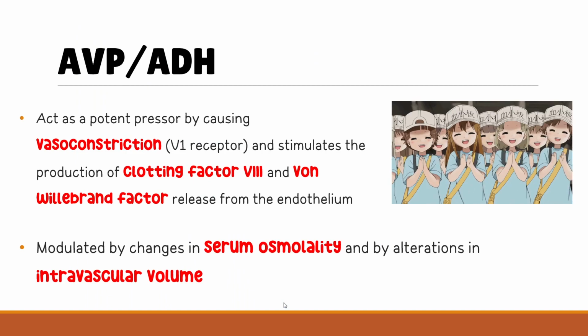So now let us discuss your V1 receptor. So again, your ADH acts as a potent pressor by causing vasoconstriction by the time it binds to your V1 receptors found on your blood vessel areas. And other than that, it will cause the stimulation of your clotting factor 8 and your von Willebrand factor, which is being released by your endothelium. So yung mga factor 8 and von Willebrand factor, kids, you will get to know more about this in your hematology. Sa part po yan sila ng ating coagulation cascade.